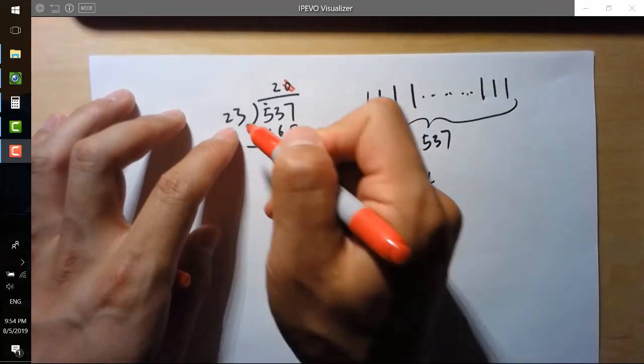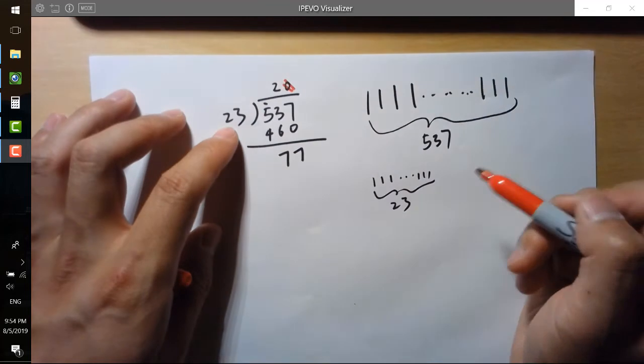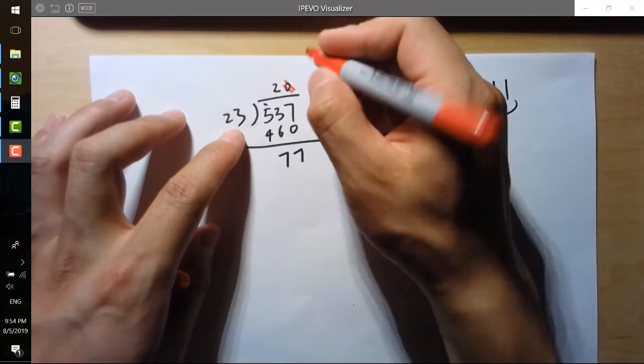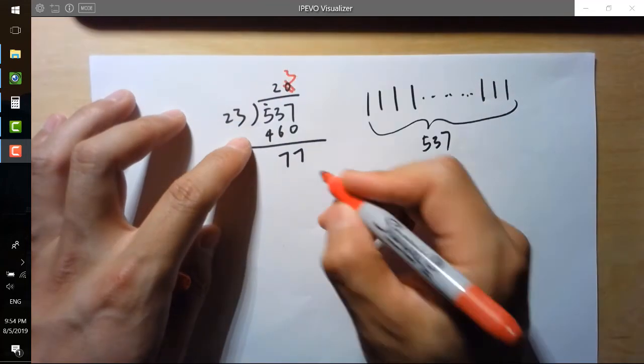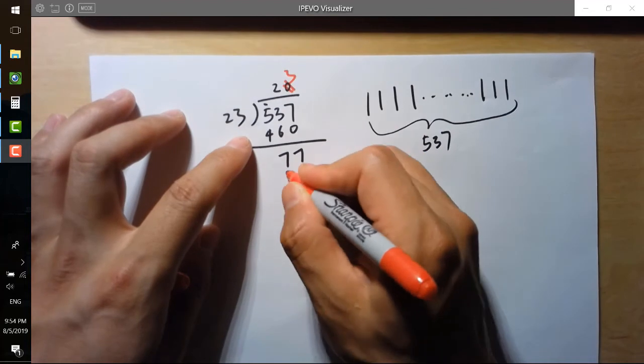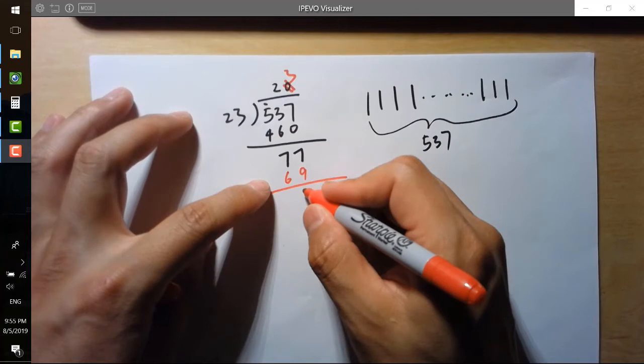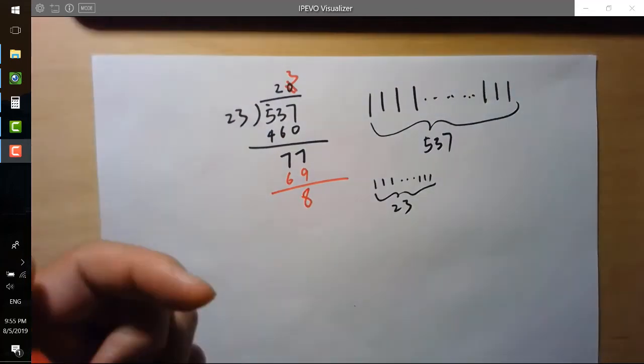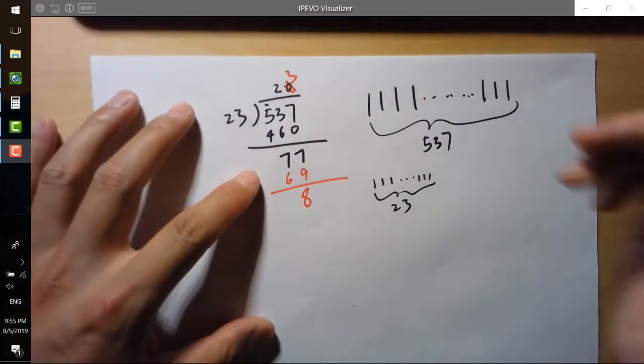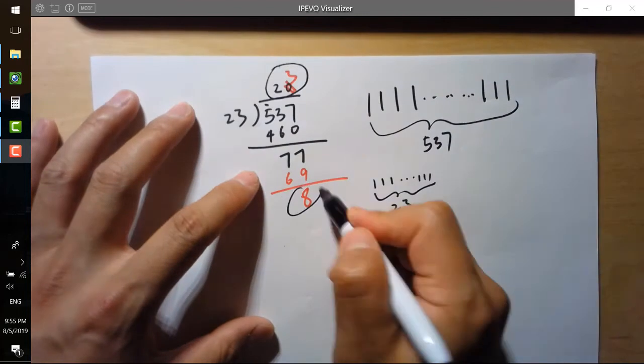how many 23s do you have in 77? Probably 3. So it's going to be 9, 6, and finally this will be 8. So the final result will be 23 and the remainder is 8.